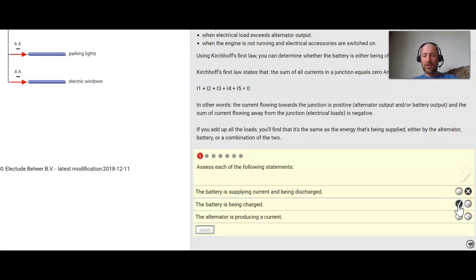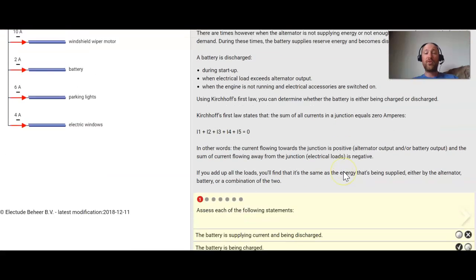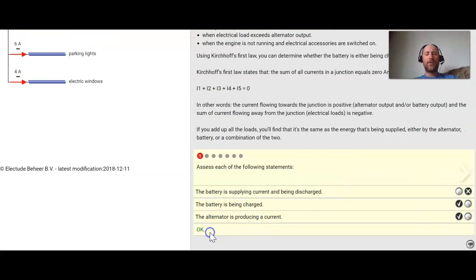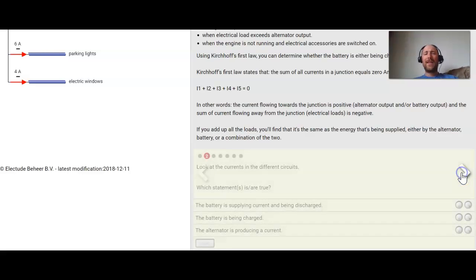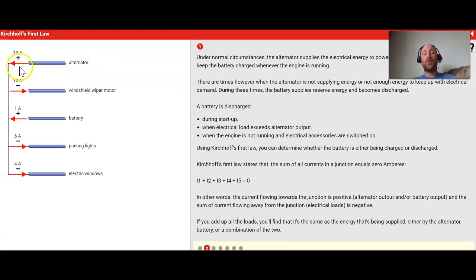True. The battery is being charged, and then the alternator is producing a current. If we go up here, yep, the alternator is producing 22 amps of current. So it's producing electricity. So we can go like that. So as we go through this, we're basically just asking ourselves, is the thing taking electricity, producing electricity, or one or the other, right? It's either a positive amperage or a negative amperage.